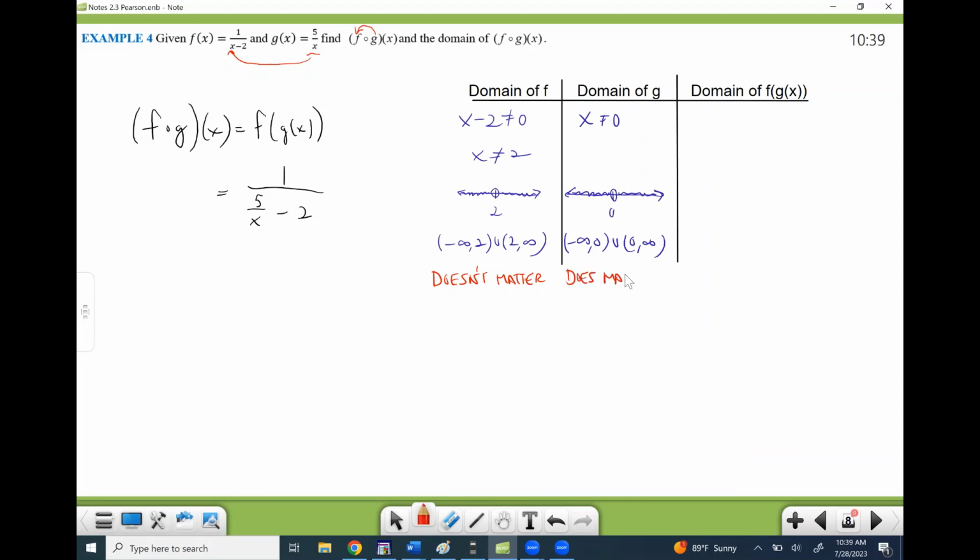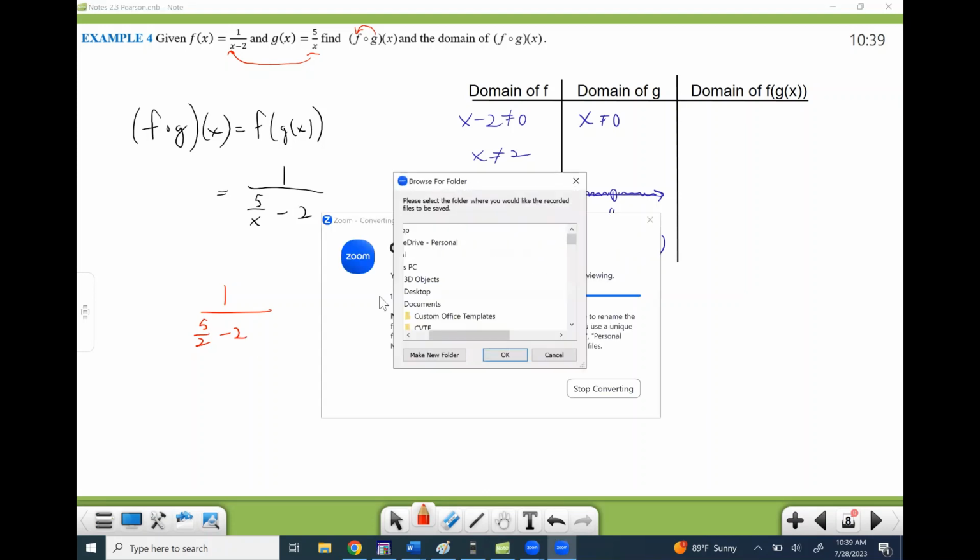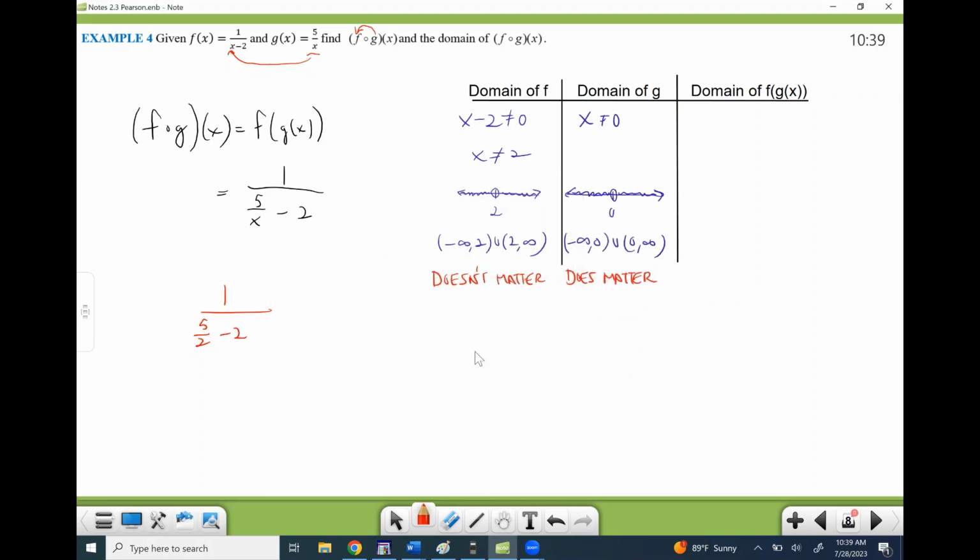Now, why does this matter, right? Well, look over here. Is it okay to substitute in 2? Yeah, if we put a 2 in, we would just get this. 5 halves, take away 2. Yeah, that's 2.5, take away 2. Yeah, we'd get this. Okay, and that would just get you 2. So it's okay to plug in or substitute in a 2. Turns out that the domain of F does not matter.